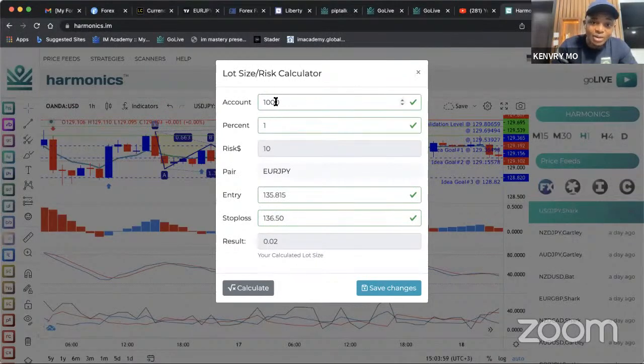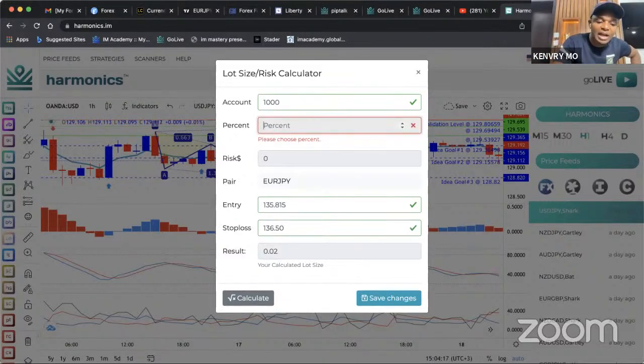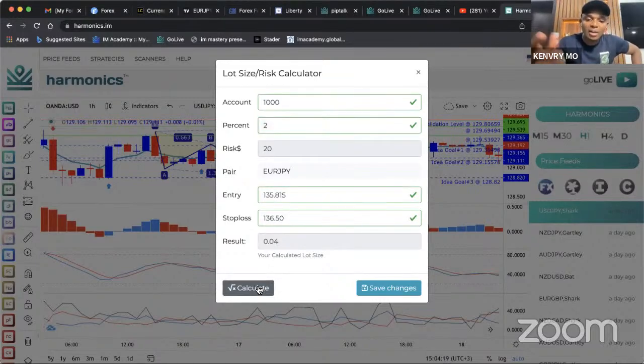If I have a $1,000 account and I only want to lose 1%, the lot size I should use is 0.02. Because the stop loss is what determines your lot size. So if I want to risk 2% of the account, it's going to be 0.04.